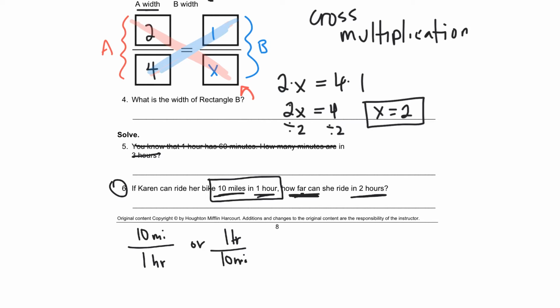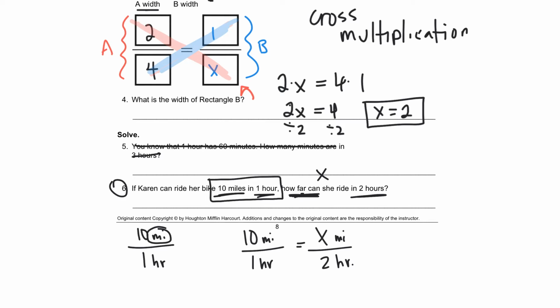So we want to know how far, so that means that our distance is going to be x. Distance is miles, so it would probably be helpful to us if the variable was in the top. So we're going to keep that in the top here. So we'll have distance divided by time. So she can ride 10 miles for every 1 hour, and that should be equal to x number of miles for every 2 hours.